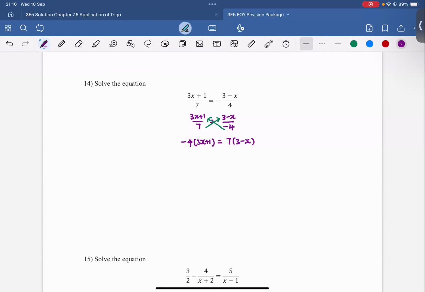Okay, very good. So you expand, you get minus 12x minus 4 equals to 21 minus 7x.